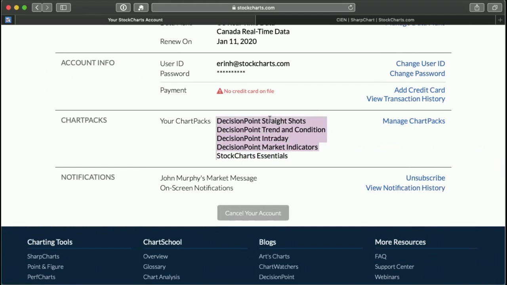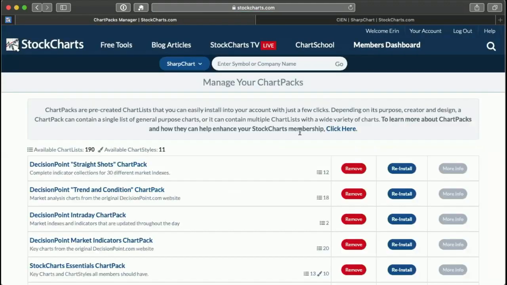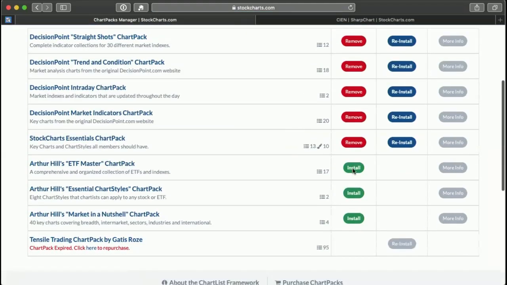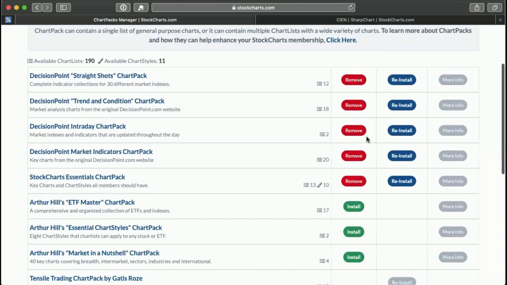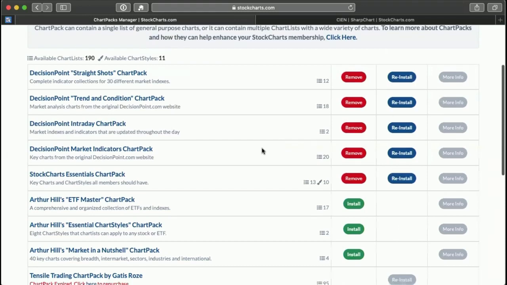And the one I want to talk to you about today is the Straight Shots one, and we'll cover the market indicators as well to some degree. But I wanted to show you Straight Shots first, because I know I didn't really go over that the last time that I talked about the Decision Point chart packs. So you can get these chart packs. You just manage your chart packs, and you can install them, remove them, reinstall them if you'd like.